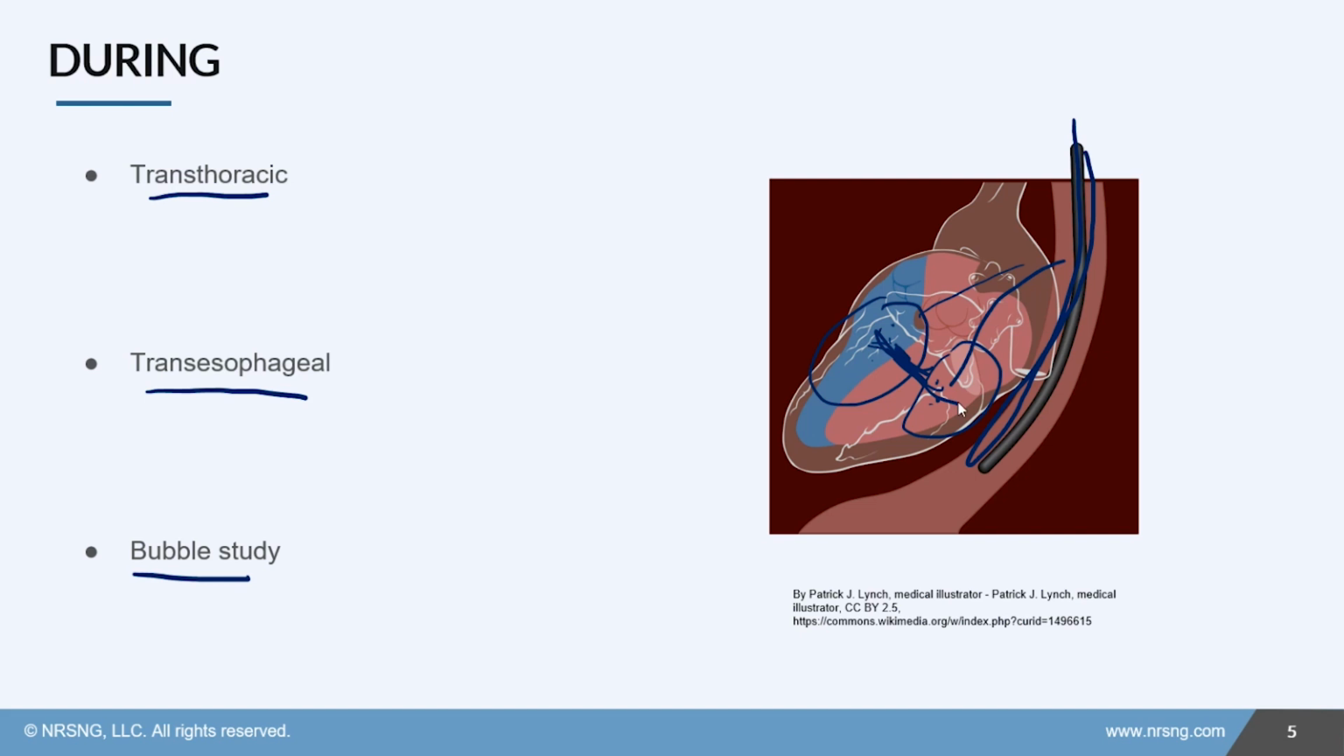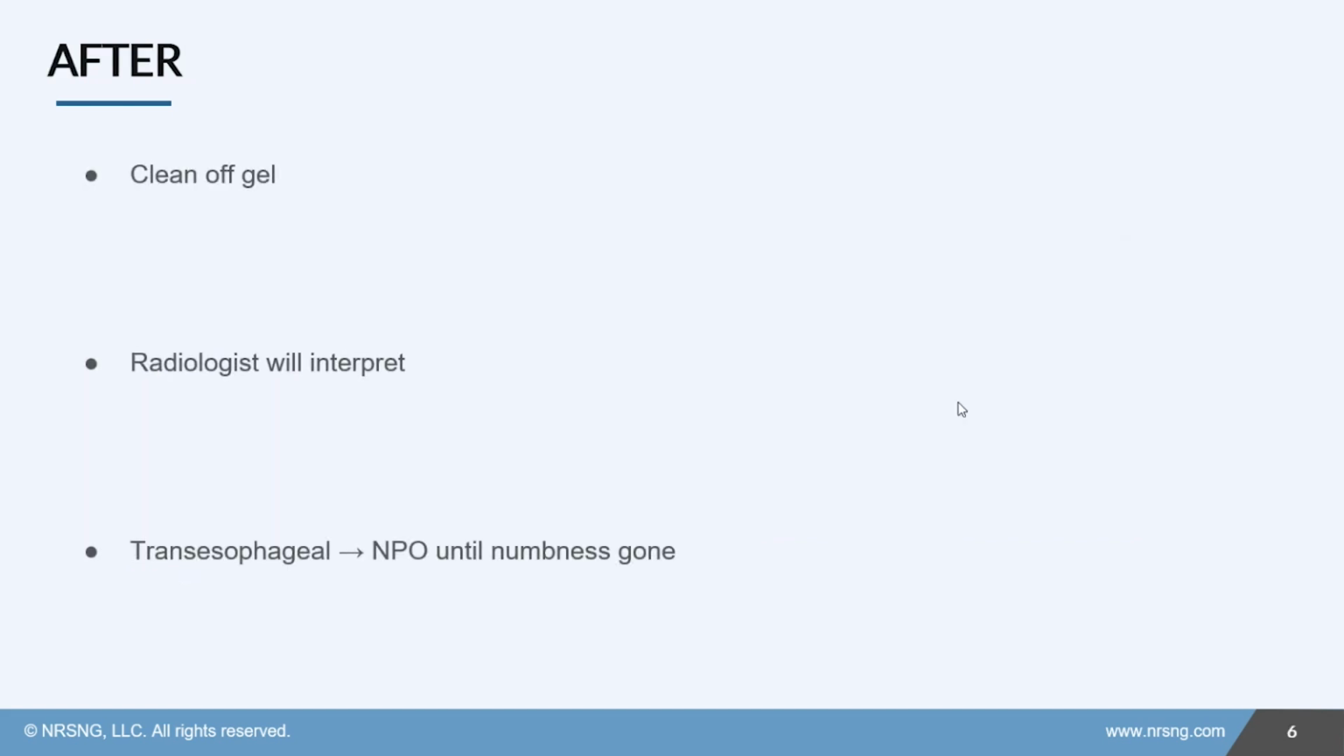It's pretty fun. So after the echo's over, wipe off any gel from the skin. The radiologist is going to interpret the results, and the doctor will explain it to the patient. Let the patient know that they need to remain NPO if they had that transesophageal one done, because it's going to be numb in their throat. So once that numbness is gone, then they can start working on some fluids and kind of work their way up to regular food to prevent choking.